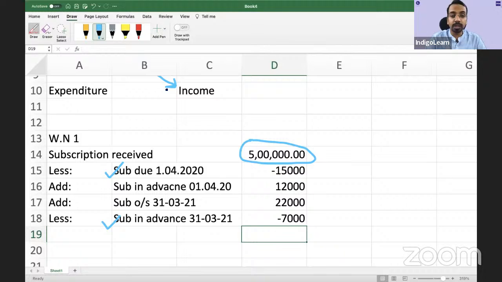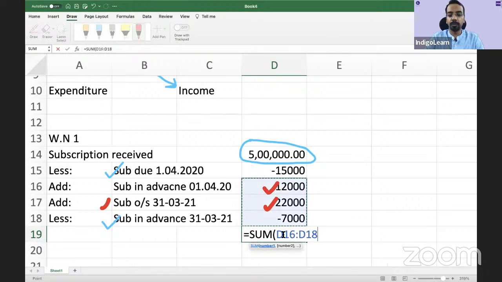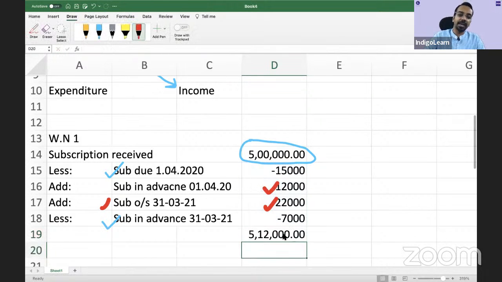This 12,000 was received last year, belongs to the current period, and hence we are adding. And this outstanding we may receive in the next period, and hence we are adding. Right. So once you do these adjustments, you will get subscription amount. The total, if you do, that comes to 5 lakhs 12,000.